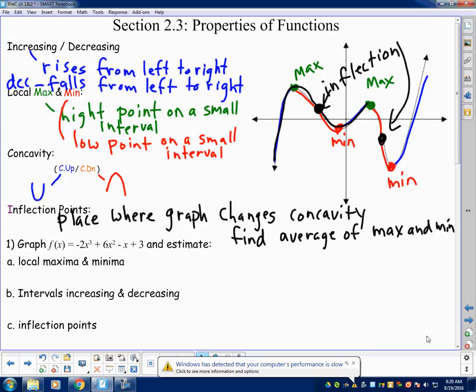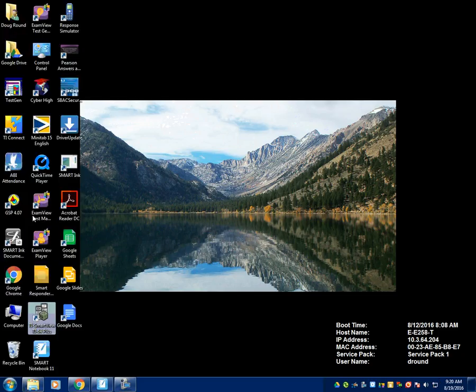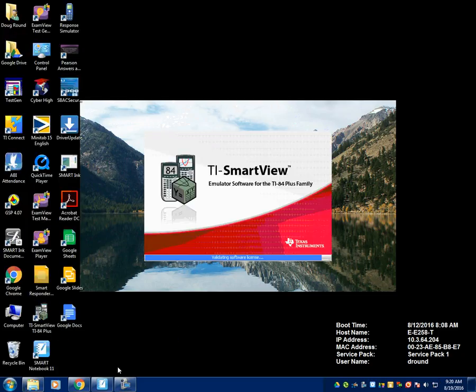So you can plot your graphing calculators. We're going to just graph the function and then go ahead and find the max and min, and then from the max and min you can get all those intervals.